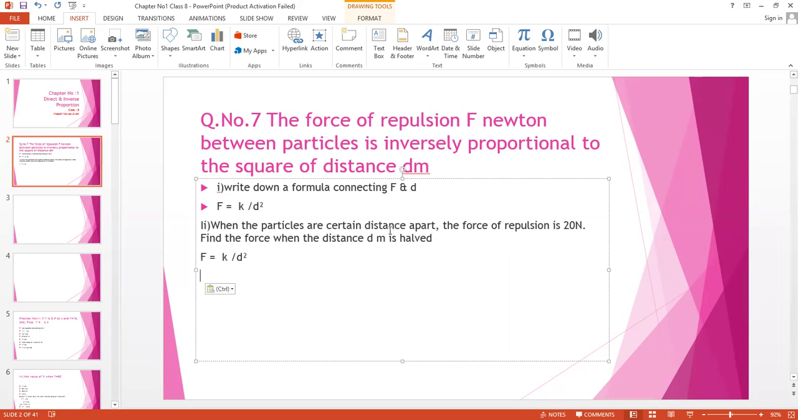Now come here in the question. In the first place, they are saying force is 20 N. This means the value of force is given, and that is 20 N. So instead of writing force, I just put 20. Clear? But we must remember that distance is not given.